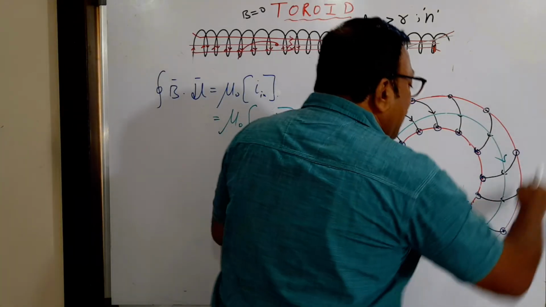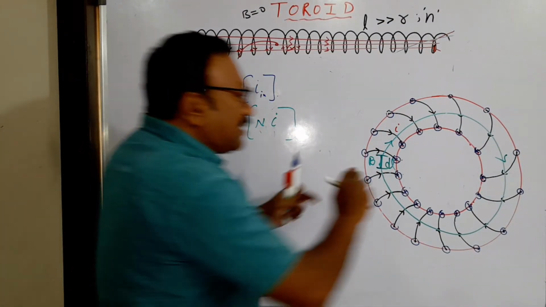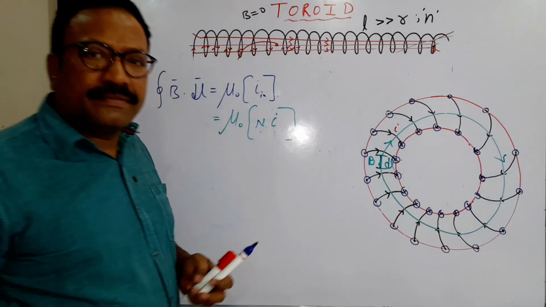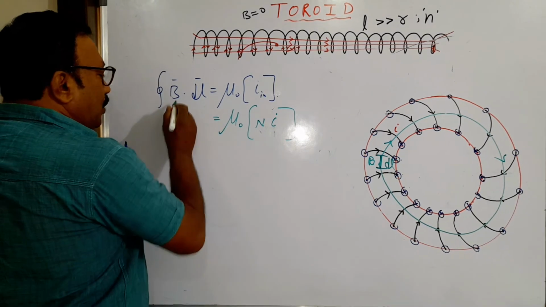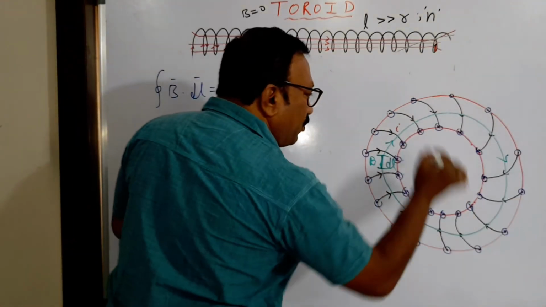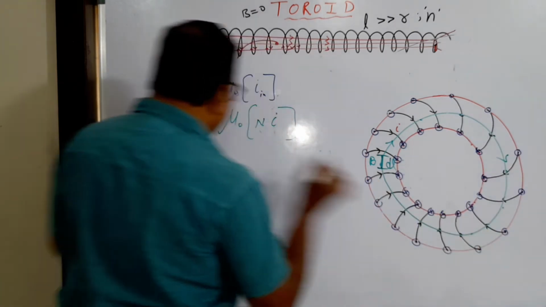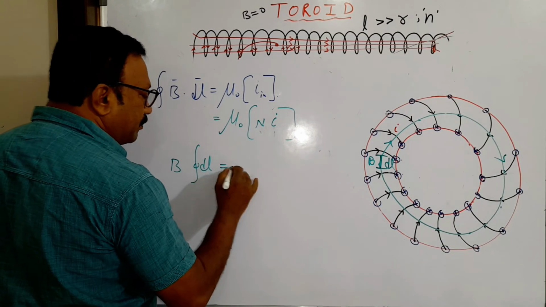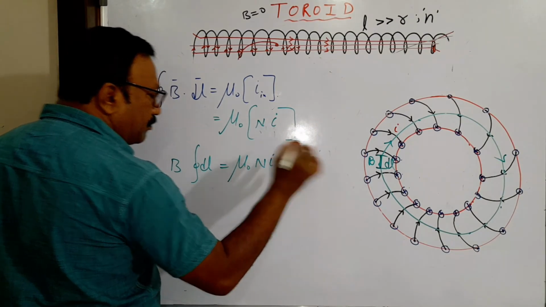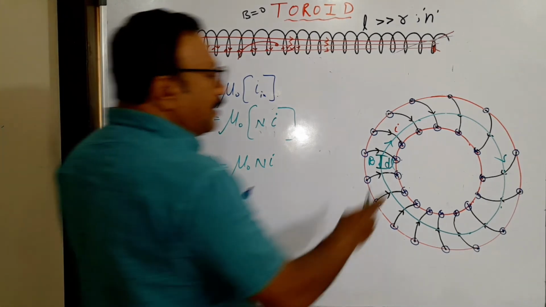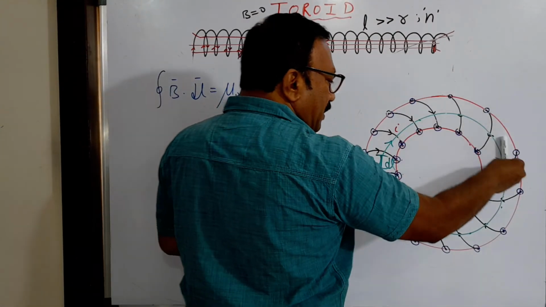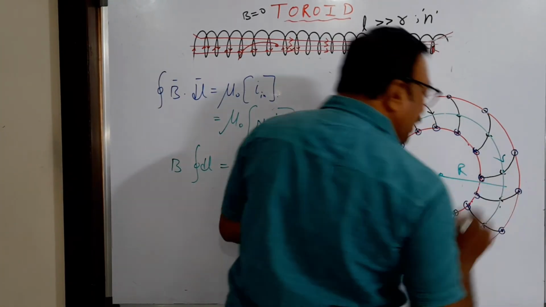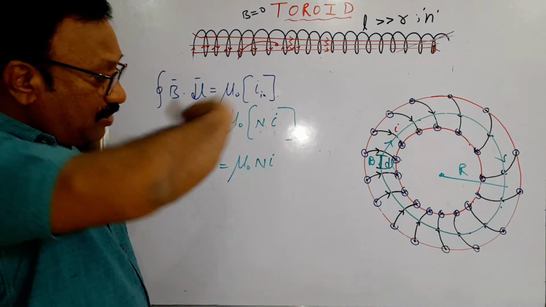I will not take these currents because I want the current inside the loop only. This is a loop I have taken. These are the currents inside the loop. These currents outside the loop I won't take. So this is equal to, because this is a symmetrical loop, everywhere B is constant. So B is taken out of the integration. What is integral dl? dl plus dl plus dl plus dl, so the circumference of this circular loop.